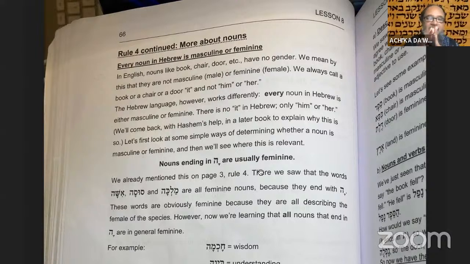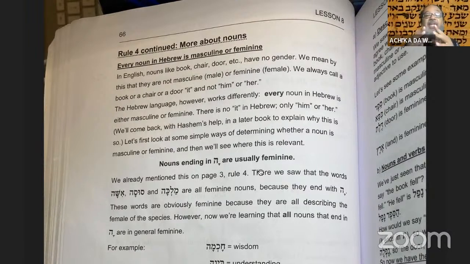It says every noun in the Hebrew is masculine or feminine. In English, nouns like a book, a chair, a door, etc., have no gender. We mean by this that they are not masculine, they're not male or female, they're just objects. We also call a book or a chair or a door it and not him or her. But the Hebrew language, however, works differently.